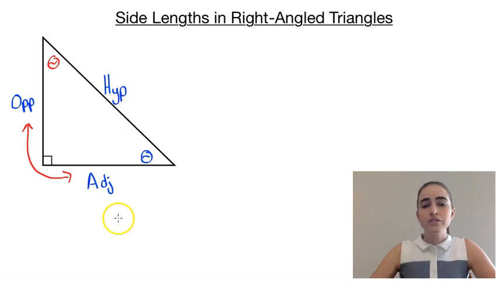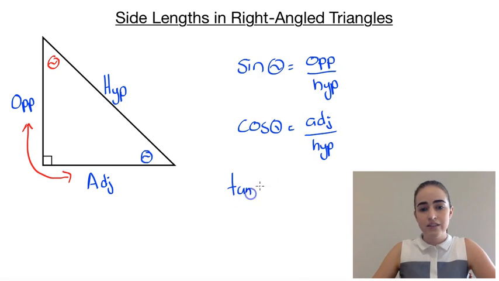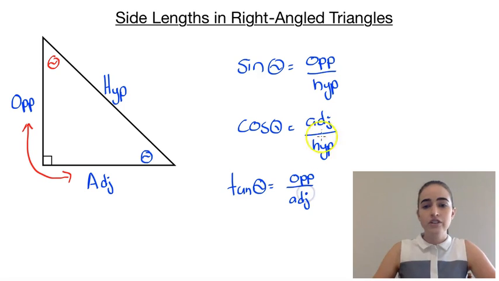Now, if we're looking at those three, we have three trig ratios. So our first one is sine of theta is equal to the opposite over the hypotenuse. Cos of theta is equal to the adjacent over the hypotenuse. And tan of theta is equal to the opposite over the adjacent. So those three trig ratios are comparing two of the side lengths in any right-angled triangle.